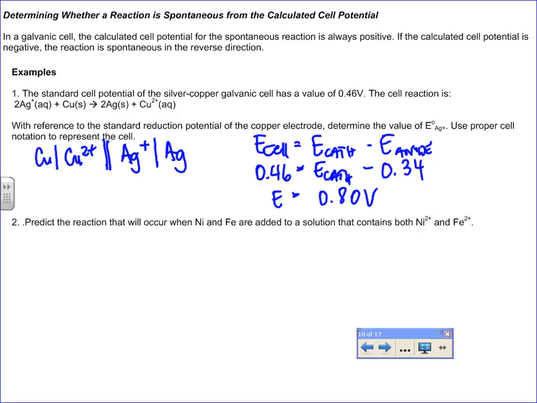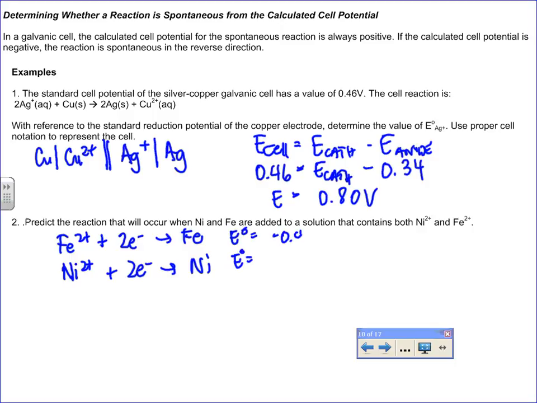Number 2 asks us to predict the reaction that will occur when nickel and iron are added to the solution that contains both nickel and iron ions. So what we have here is 2 potential reduction reactions. The nickel ions could be reduced or the iron ions could be reduced. And what we want to do is look at the reduction potentials of each of these reactions. For the iron, it's negative 0.44 volts, and for the nickel, it's negative 0.25 volts.